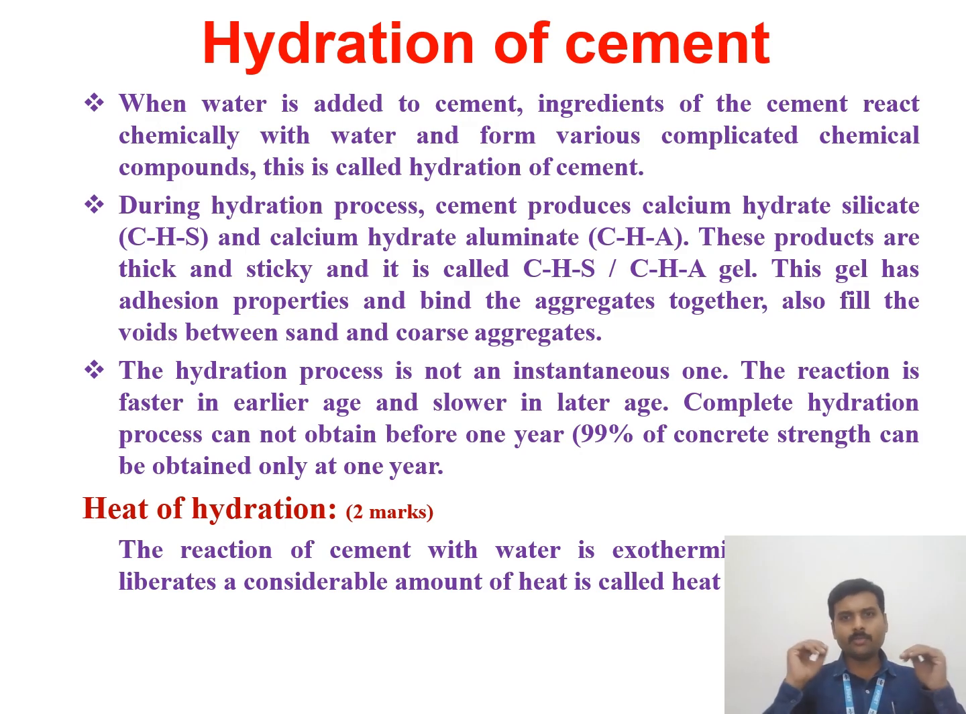When water is added to the cement, the ingredients of the cement react chemically with water and form various complicated chemical compounds. That process is known as hydration of the cement. During hydration, a gel-like substance forms, called calcium silicate hydrate. In simple terms, we call it CSH gel. That gel is the main thing. It acts as an adhesive and binds the aggregates together. Also, it fills the voids between the sand and the coarse aggregate.